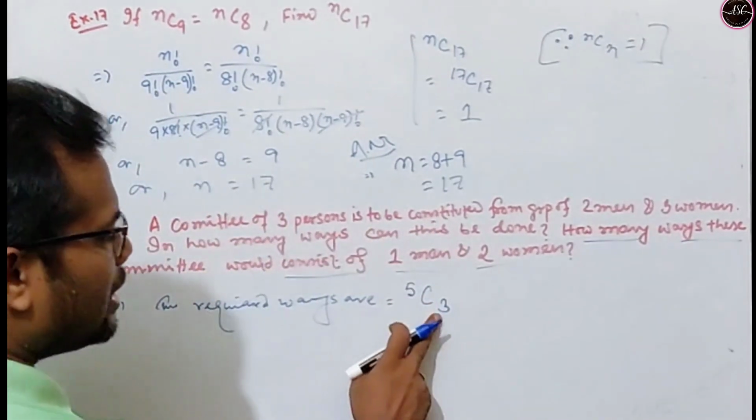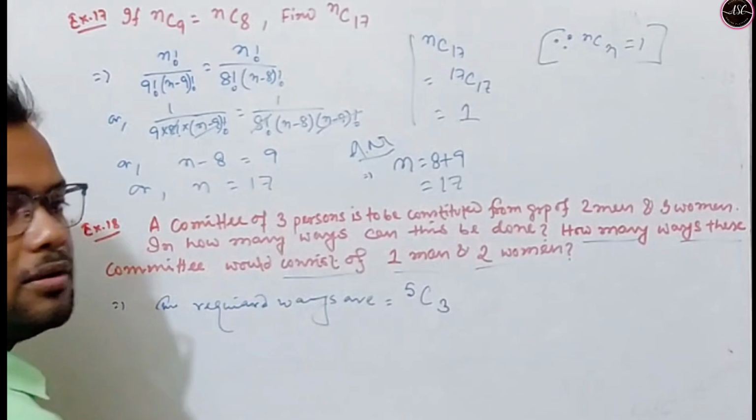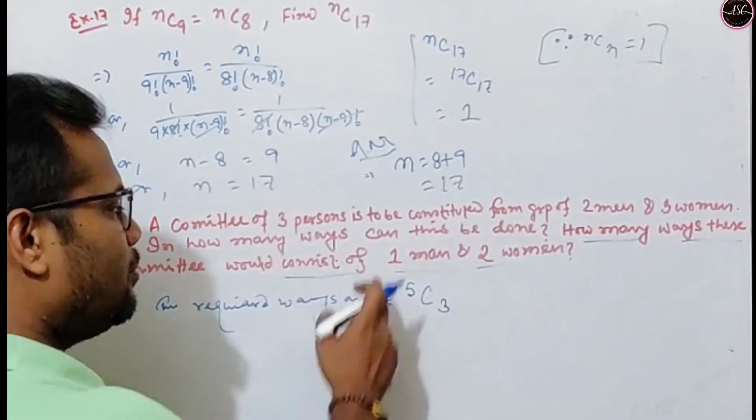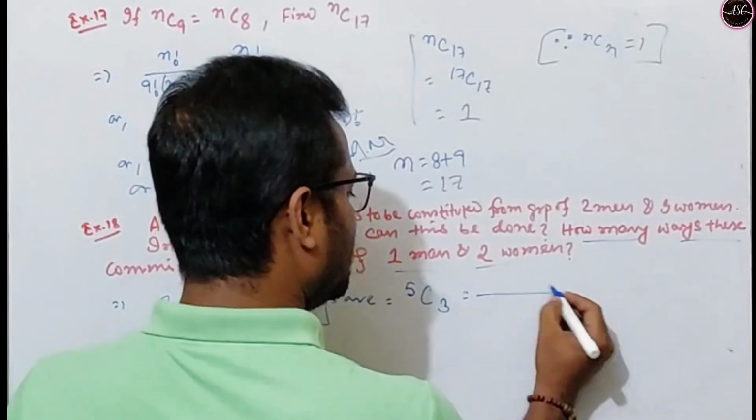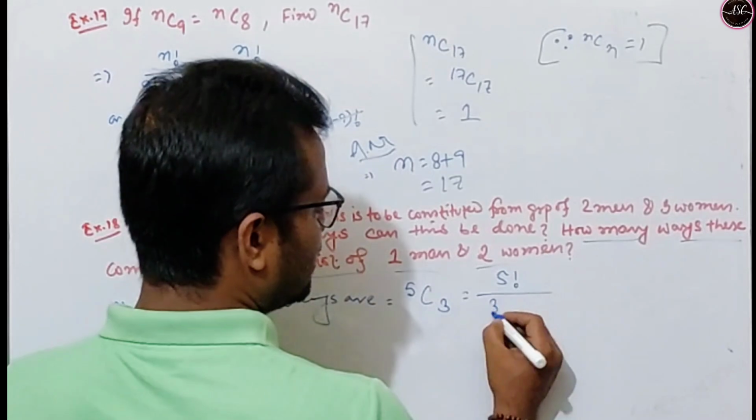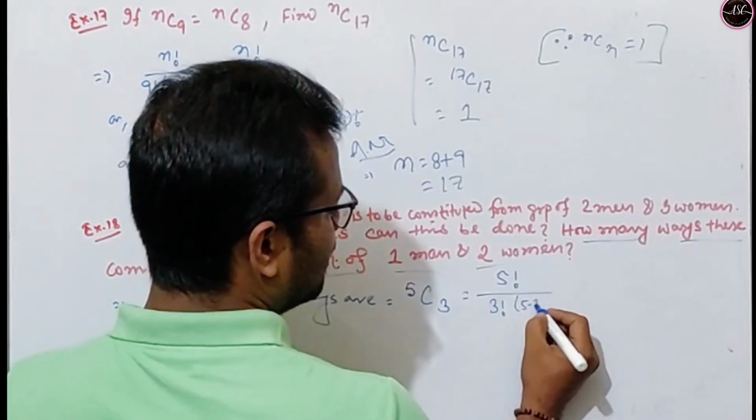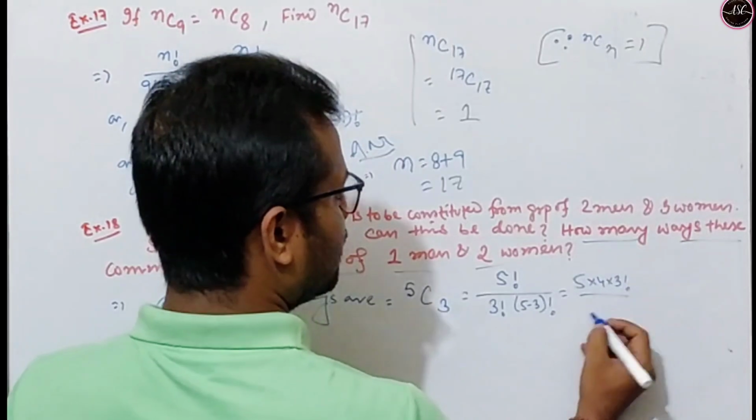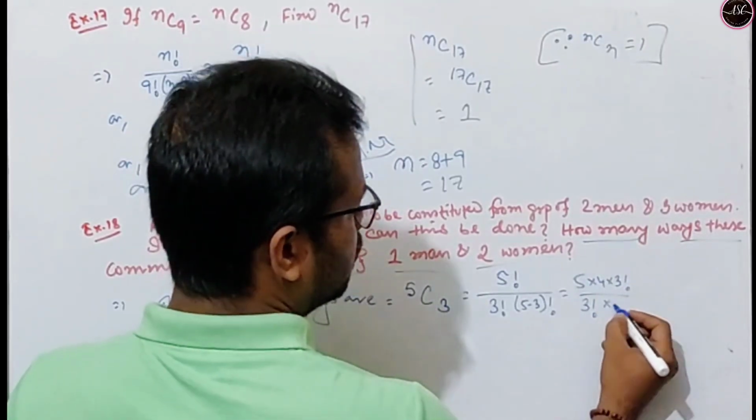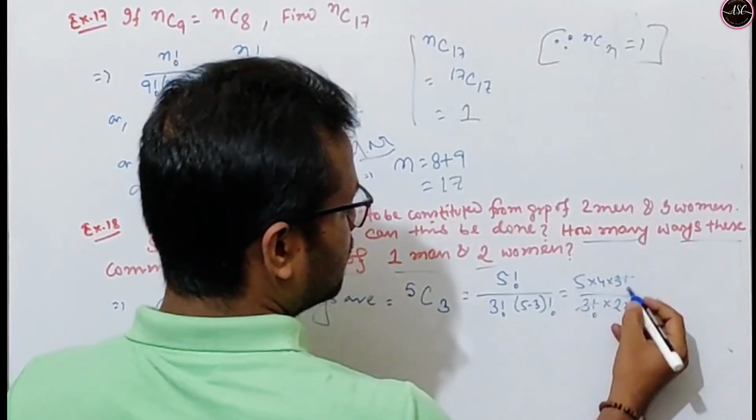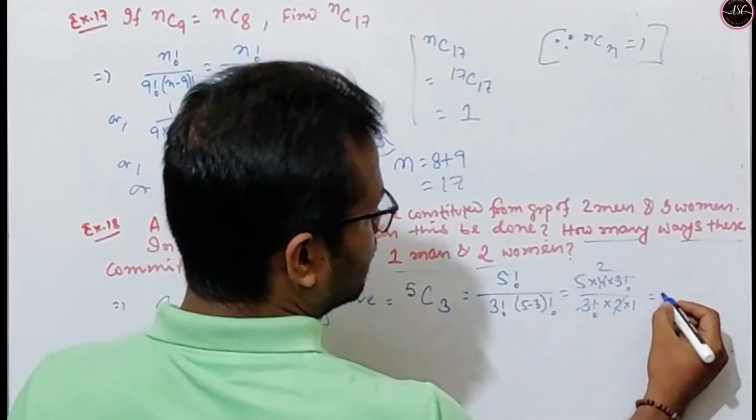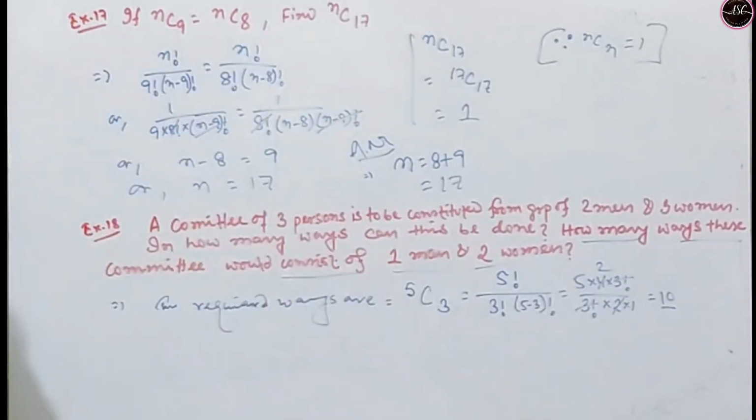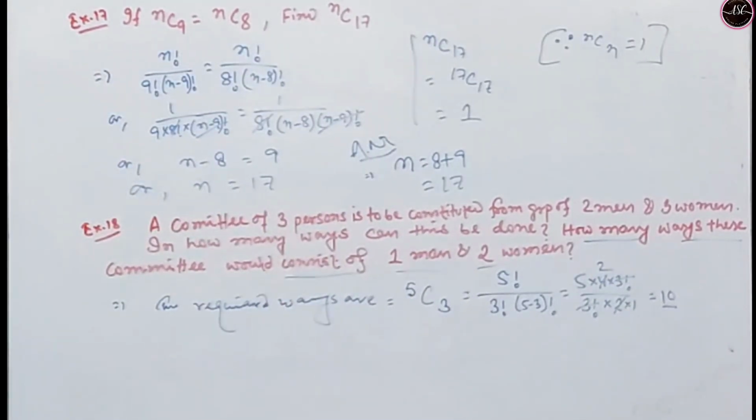3 persons have been selected from 5. So this value will be, putting in the formula, 5 factorial divided by 3 factorial into 5 minus 3 factorial. So this will be 5 into 4 into 3 factorial divided by 3 factorial into 2 factorial, equal to 5 into 4 divided by 2 into 1. Just 3 factorial cancels out. That means 10 ways.